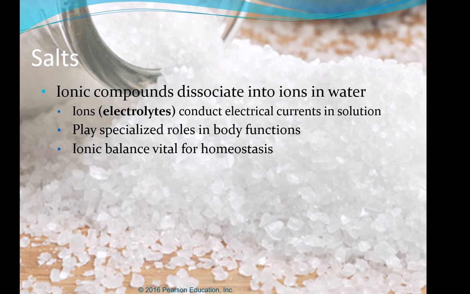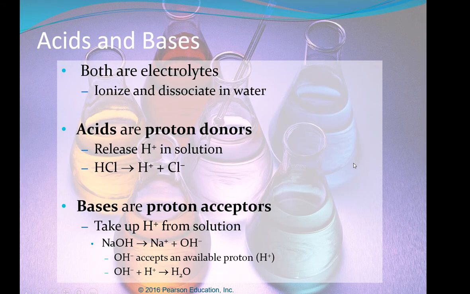And there are several different organ systems that contribute to the ion balance of our bodies. The last of the inorganic compounds in our bodies are acids and bases. These are also electrolytes, so they will ionize, they will dissociate in water. So acids are the proton donors. They will give up a hydrogen ion in solution.